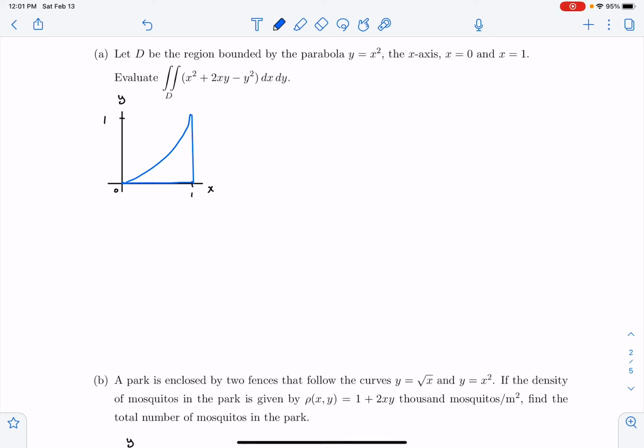So that's going to be my region I'm going to integrate over. I'm going to call that region D. And now I want to evaluate that integral, so I have to describe that integral. I'm going to think about this as being a type 1 region.